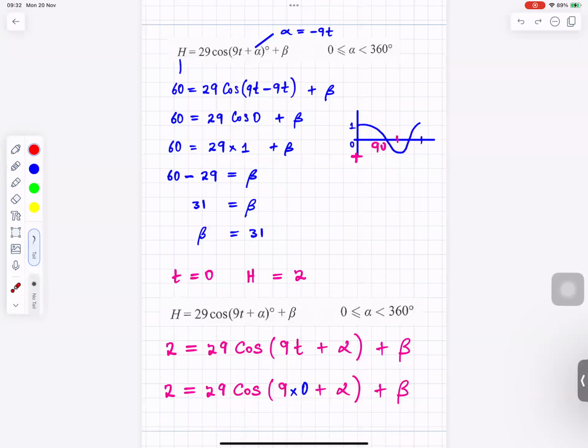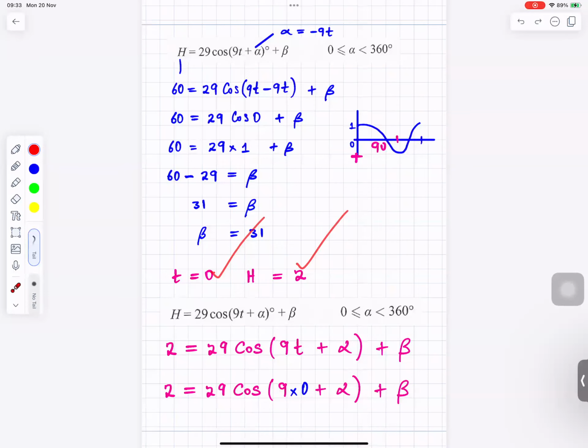So now we want to replace this alpha with minus 90, so that we will have h is 60, replace alpha with minus 90. 90 minus 90 is 0. So cosine of 0 is 1. So 60 equals 29 plus beta. Beta is 31.